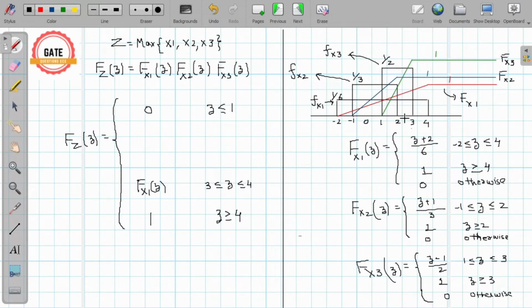Similarly, you can observe in the interval 2 to 3, the CDF of x2 is 1. So if the CDF of x2 is 1, then the CDF of z will be equal to the product of the CDFs of x1 and x3. So in the range z greater than or equal to 2, less than or equal to 3, it will be equal to the product of the CDFs of x1 and x3.